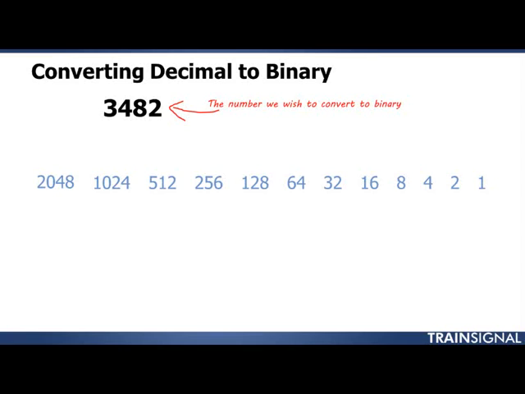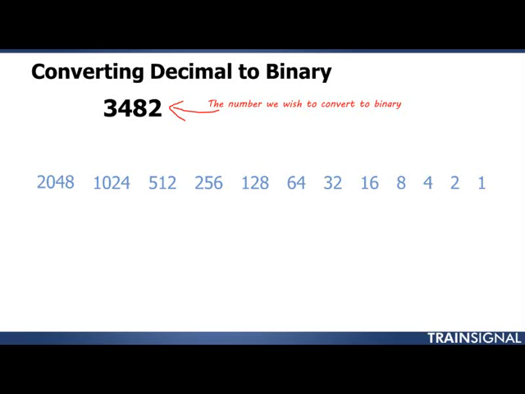We need to write down all of our column values, and here's the thing. You need to go all the way up until you've gone over 3,482. In other words, I didn't write it here on the screen, but the very next column value after 2048 is 4096. That's bigger than the number you're trying to convert. So that's too far. That's how you know you've gone one space too far, and you can eliminate that column. The next thing we need to do is go through a series of questions.